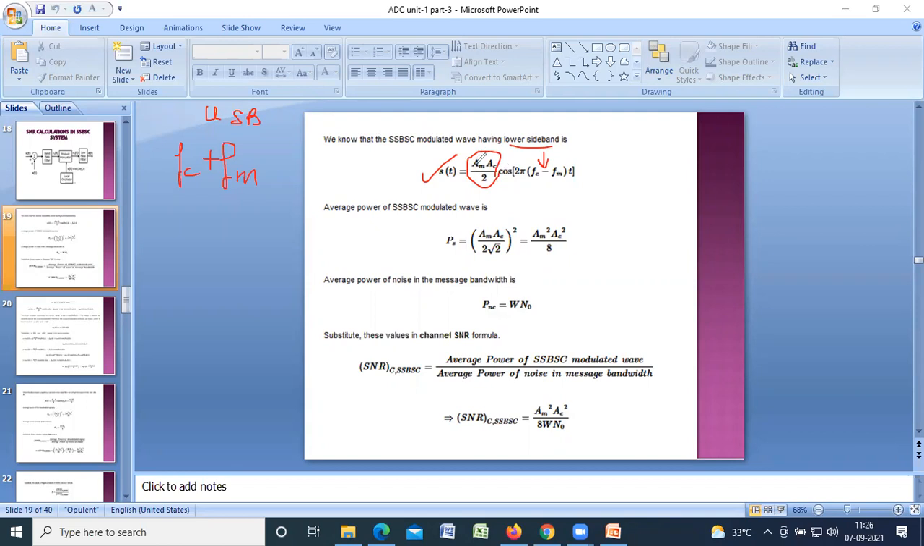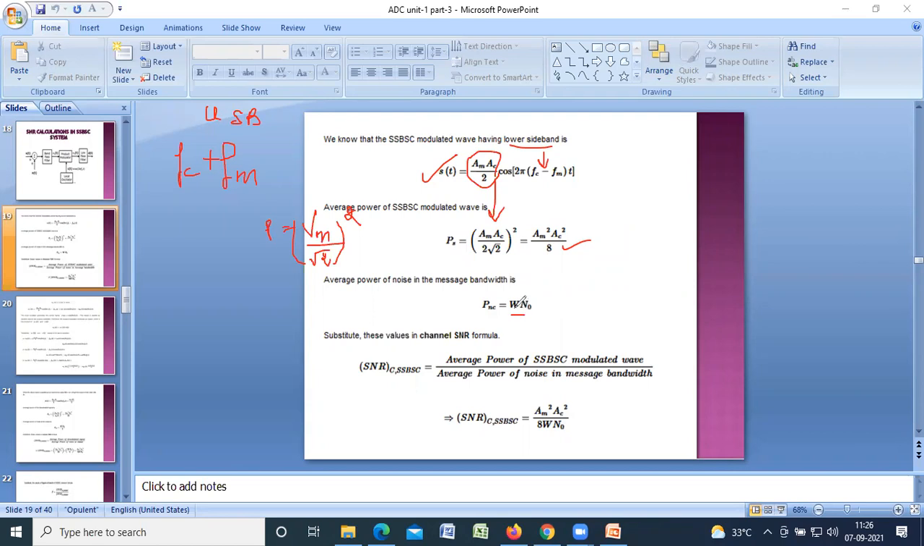Now here your amplitude is AM AC by 2. Now we have to find out the average power of this suppressed carrier wave. How can we find it? The formula for this is VM by root 2. Instead of VM, you have to write AM AC by 2. Put your amplitude from the above equation and find out the average power. Is it the same or not? Second is your average power of noise in the message bandwidth, that is W into N naught.